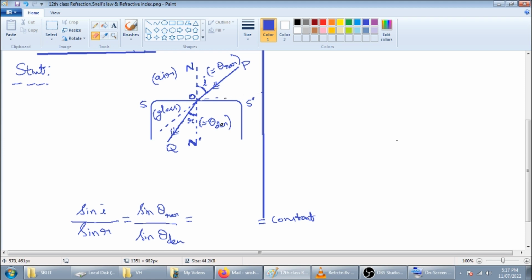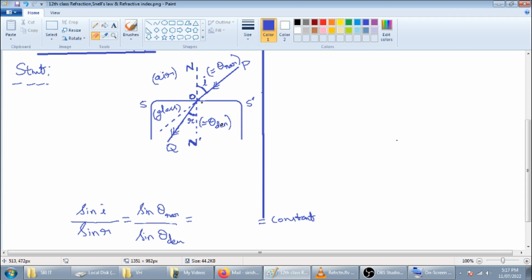Then he found out that R also keeps increasing. But the important thing is that the angle in the denser medium, that is the angle of refraction R, will always be lesser than I. Even when I becomes 90 degrees, R will not be 90 degrees; it will be lesser than 90 degrees, because the light ray entering the denser medium bends towards the normal. Due to that reason R should be lesser than I, and this is maintained throughout the increase in I.